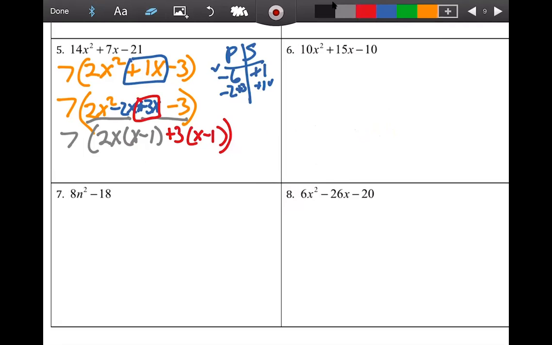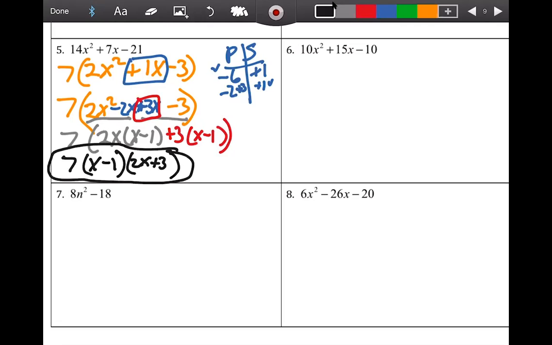But the goal of grouping is to get both groups so that they have a common factor in the parentheses. So the 7 keeps coming down, and then you say, what is that common factor in the two parentheses? It's x minus 1. So I factor x minus 1 out of this group, I get 2x. I factor x minus 1 out of this group, I get plus 3. And that's my final answer. Hence the grouping method right there.